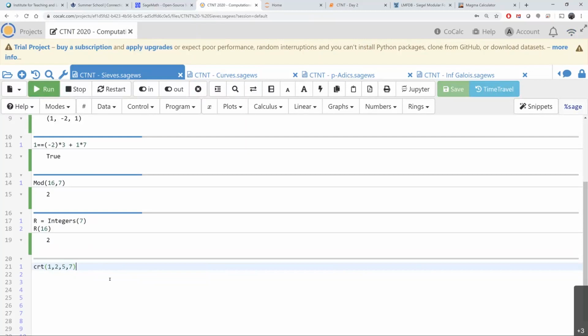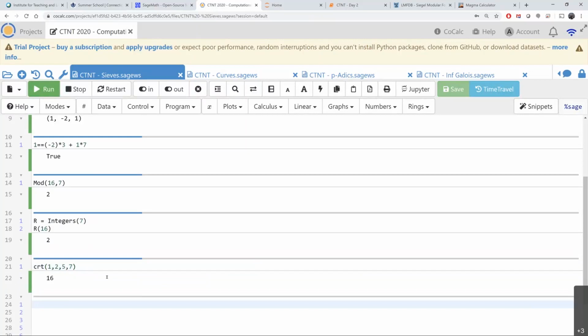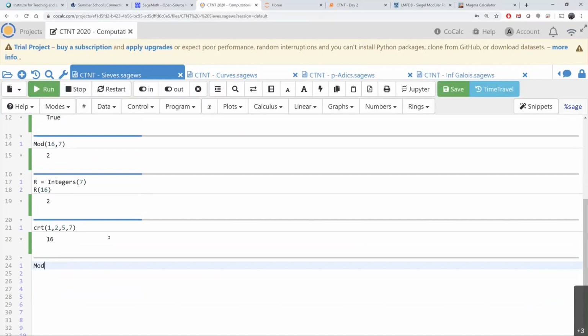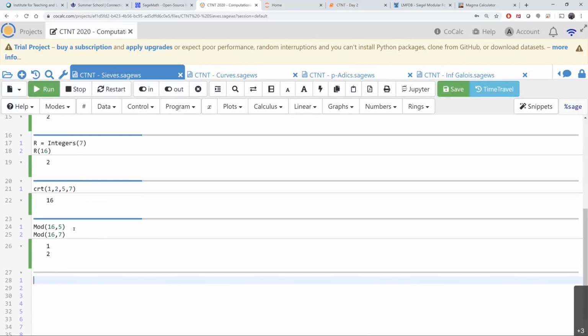So what would that be? That would be 16. If you want, you can check the solution. 16 mod 5 should be 1, and 16 mod 7 should be 2. By the way, every time you want to evaluate a command here, you do shift enter.